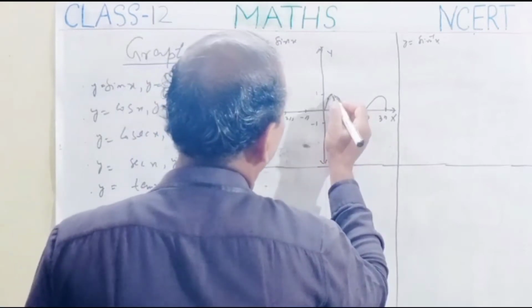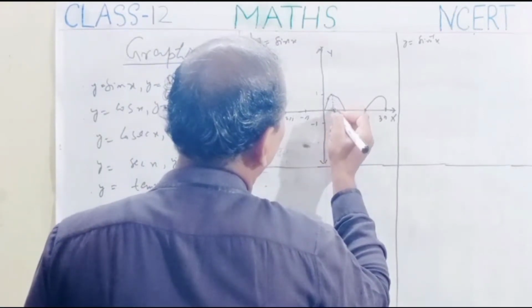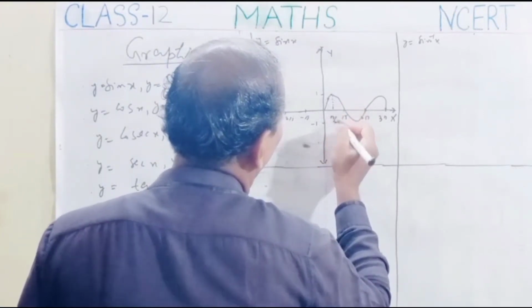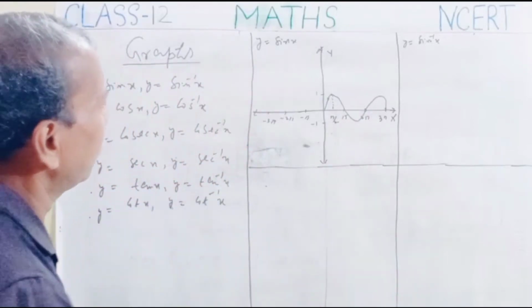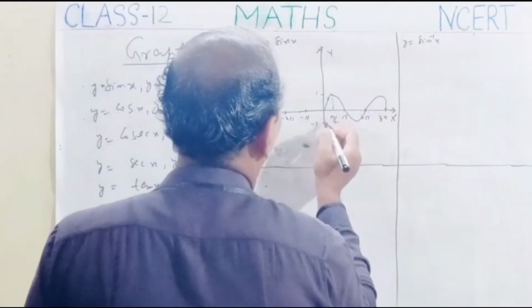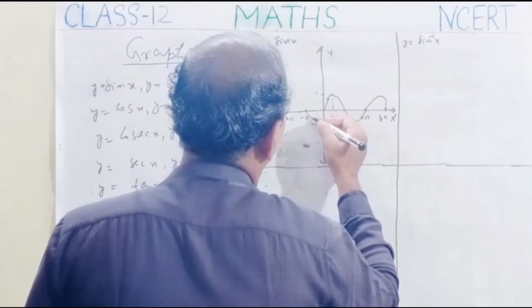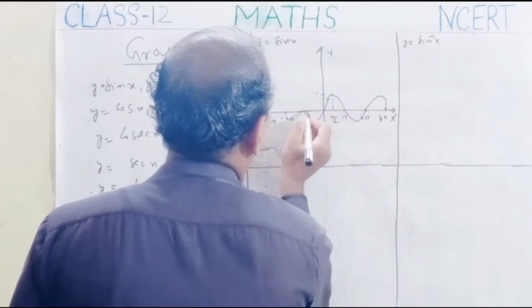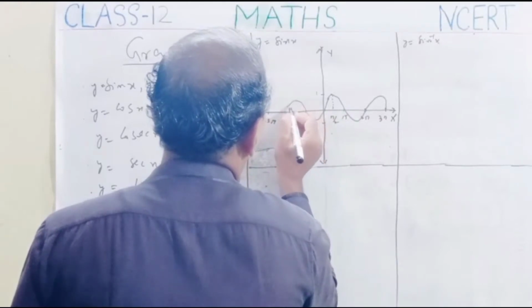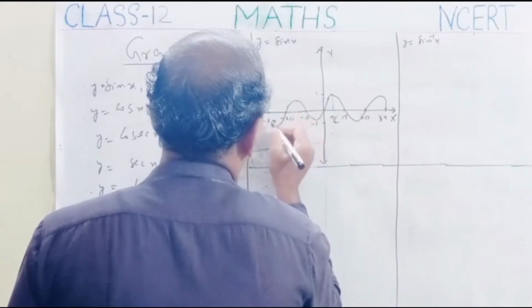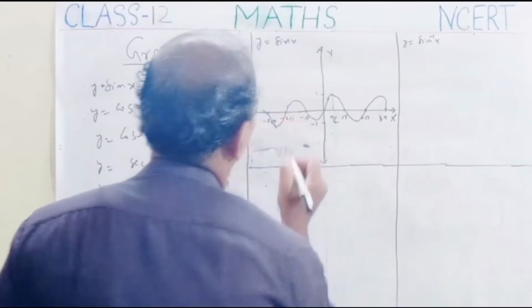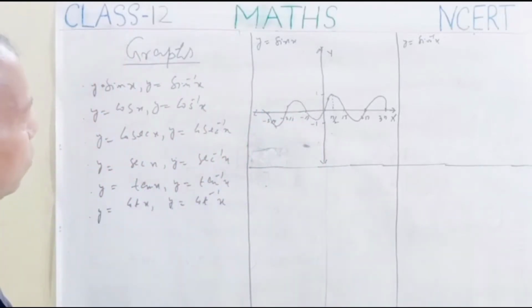Similarly here, if you see this point, this is pi by 2. Now, similarly, the values which go here, at this point, is the minus 1 value. So the graph of this function is like this, simply like this. So this is the graph of y is equal to sin x.